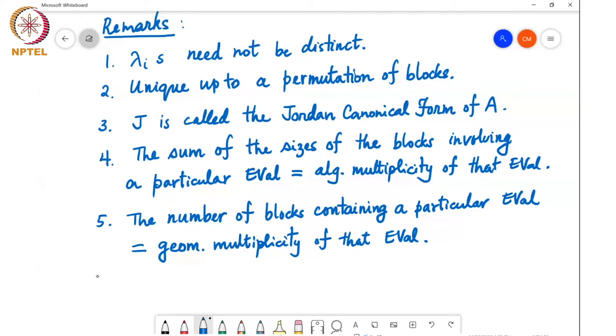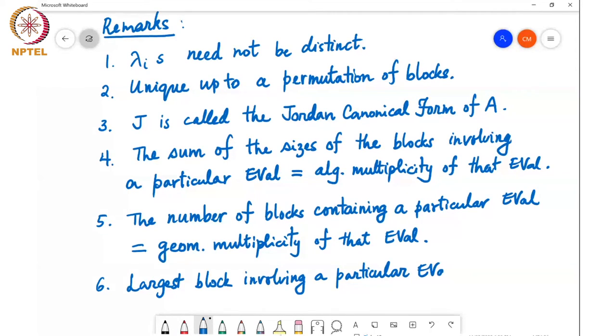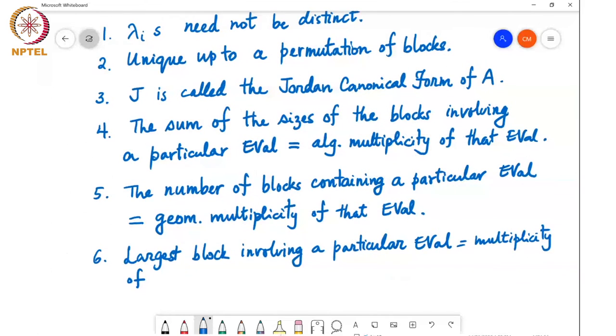So this point is something good to know, but I won't elaborate on it because it requires me to explain the concept of minimal polynomials, which I'll come to a bit later. But for now, I'll just make a note here. Maybe we'll go back and look at this when we discuss minimal polynomials. So the largest block involving a particular eigenvalue is the multiplicity of that eigenvalue in the minimal polynomial of A.